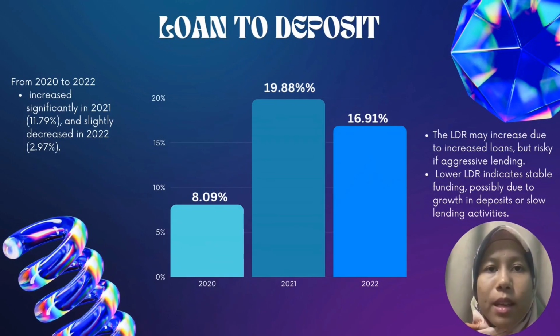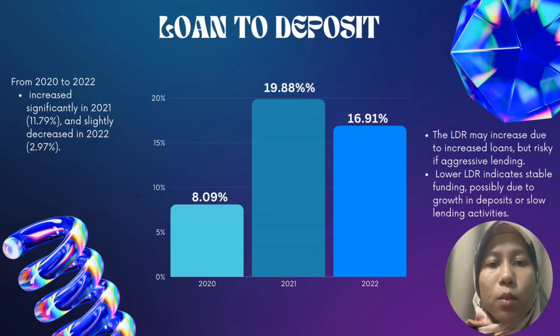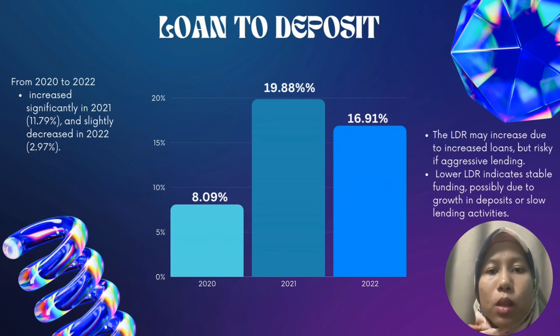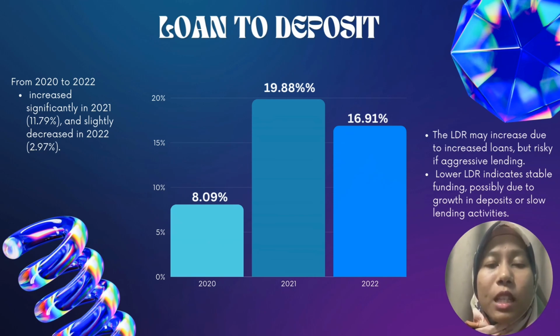Loan to deposit is a financial metric used in banking and finance to assess the relationship between a bank's loan and its deposit. In this case, it was found that the ratio significantly increased in 2021, which is 11.79%, indicating higher lending relative to deposit, and slightly decreased in 2022, which is 2.97%. An increase in the LDR may be because the bank is extending more loans to borrowers.